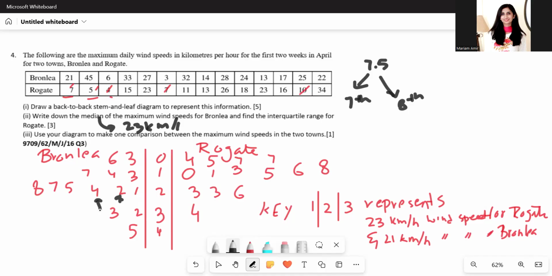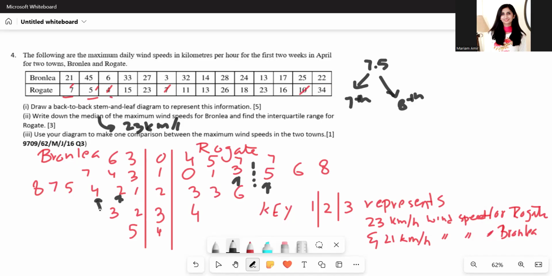And find the interquartile range for Rogate. Okay, so for interquartile range, you must first locate the median. So again, there were 14 data values. And then we again need to look for the average of the 7th and the 8th value because first we're identifying the median. So 1, 2, 3, 4, 5, 6, 7. This is the 7th value. This is the 8th value. So the median is actually 14.